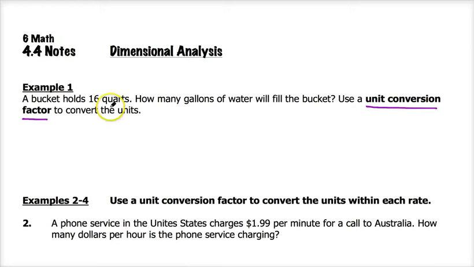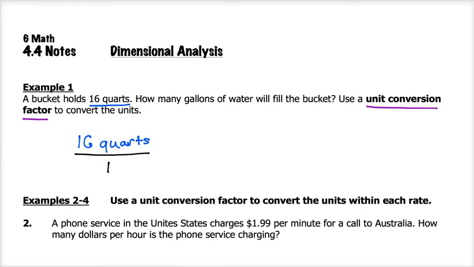And so the way I'm going to do this is I'm going to start with what I was given, 16 quarts, and I'm actually going to write that as a fraction. So that's going to be 16 over 1, 16 quarts over 1. And I'll explain in a moment why I did that.